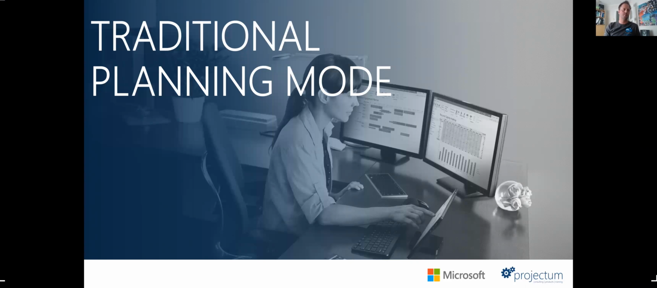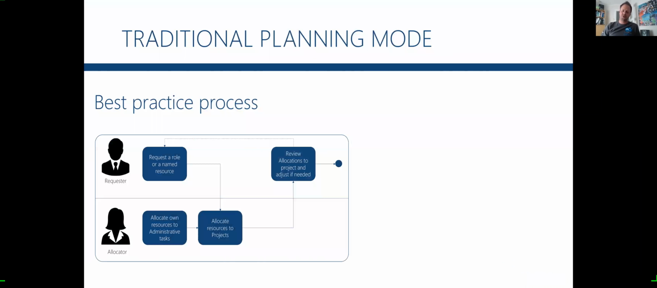We have designed a very simple, easy to understand, best practice process for how we see traditional planning. I know it can be more complex, and I have been doing it more complex for customers, but this is the very simple way. There are two roles in the swim lane. There's a requester, there's an allocator. The requester will typically be the project manager. The allocator will typically be the line manager, the planner for the department. So the requester will start doing a request often on a role.